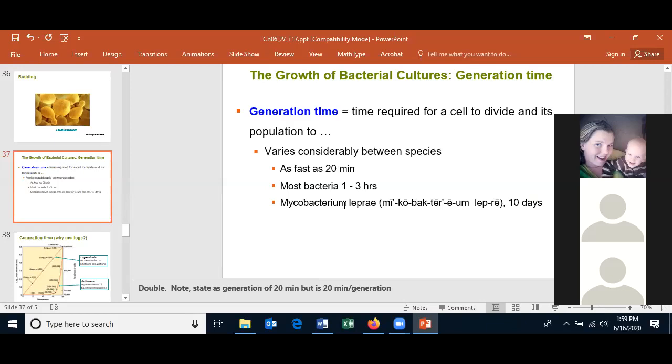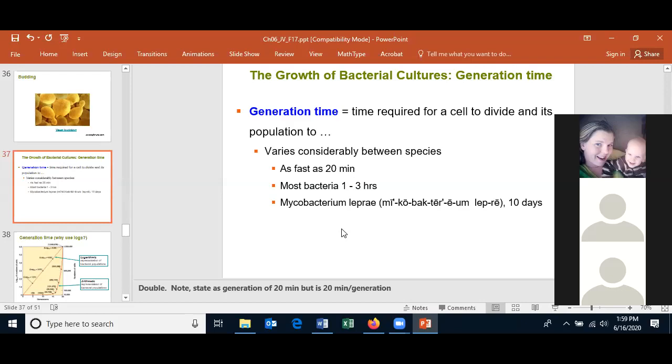Now, when we say the generation time is 20 minutes, it's implied that it takes 20 minutes for a cell to divide into two, or 20 minutes per generation. So that per generation is implied. It's not a time per hour, it's 20 minutes per generation.